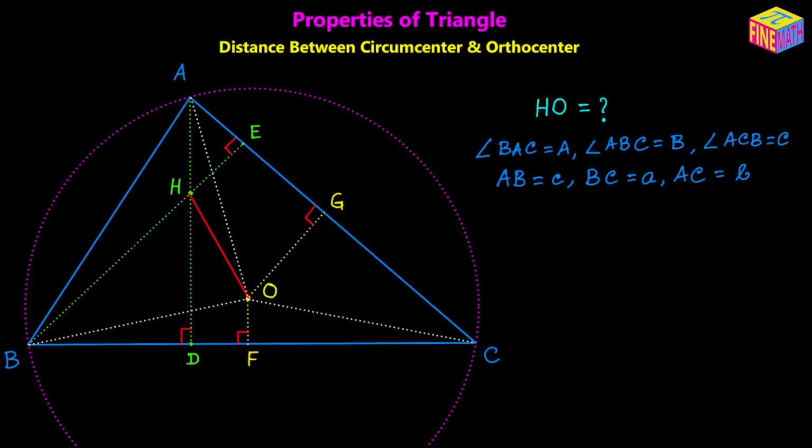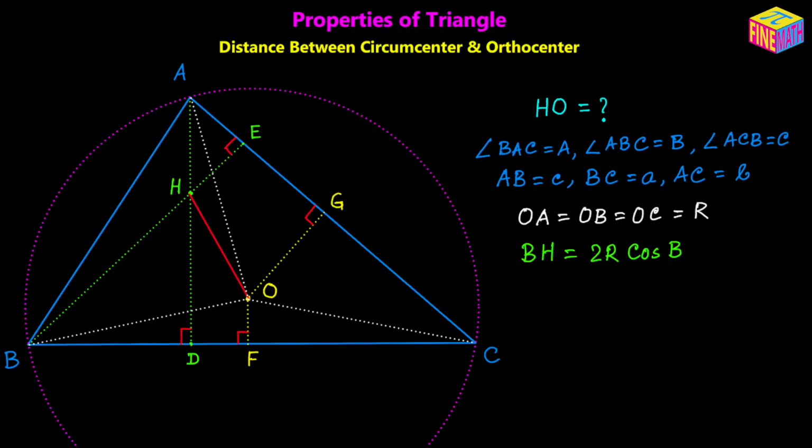For the original triangle ABC, the angle BAC would be denoted by uppercase A, angle ABC will be denoted by uppercase B, and angle ACB will be denoted by uppercase C. And similarly, the side length AB will be denoted by a lowercase c, side length BC will be denoted by a lowercase a, and side length AC will be denoted by lowercase b. And as you can see from the drawing, OB, OC and OA, they all are of equal length because they are the radius of the circumcircle. So each of them will be equal to the circumradius, which is usually denoted by uppercase R. So that is the circumradius of the original triangle.